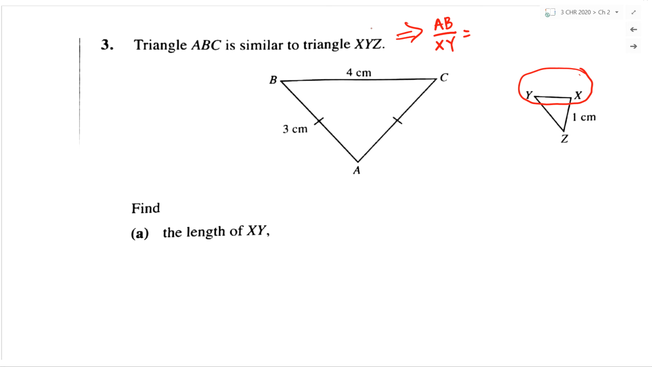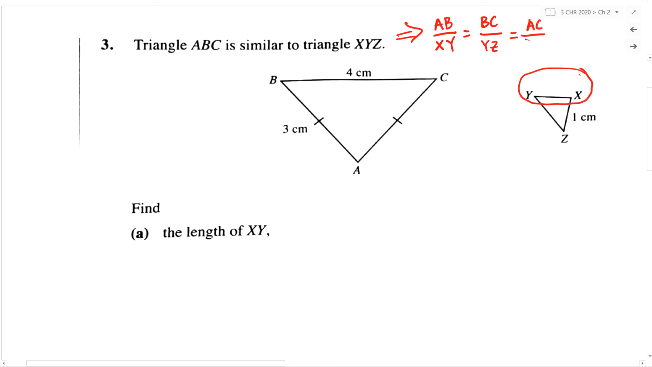It's really up to you all. Let me write BC. So it is the same as BC over YZ. And again, it is the same as now. It is the last length already. I've got AB, I've got BC, then the last length must be AC.